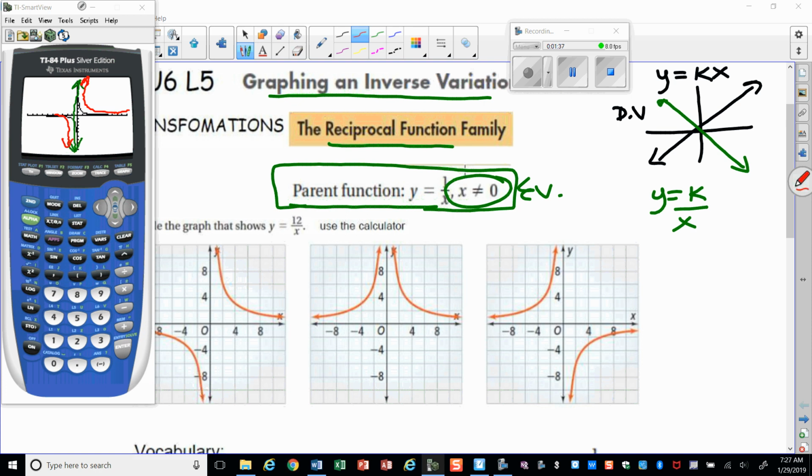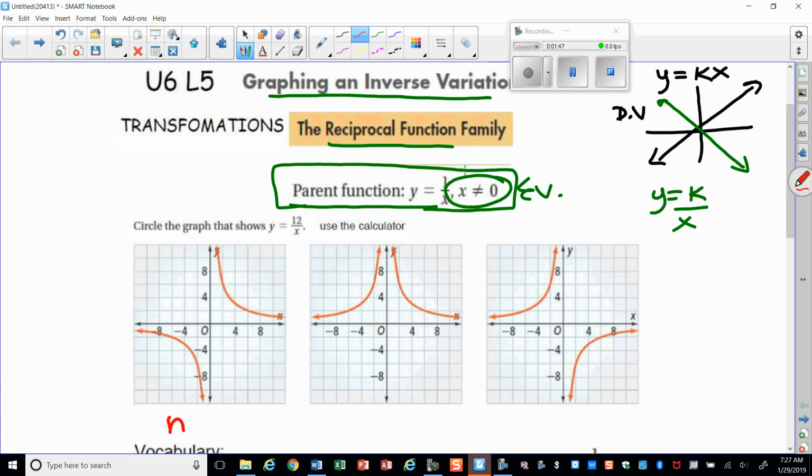Okay, so that is what a reciprocal function, or an inverse variation function, looks like. And it has a name. It's called a hyperbola. So kind of like parabola, but hyperbola. So there's one, here's one.